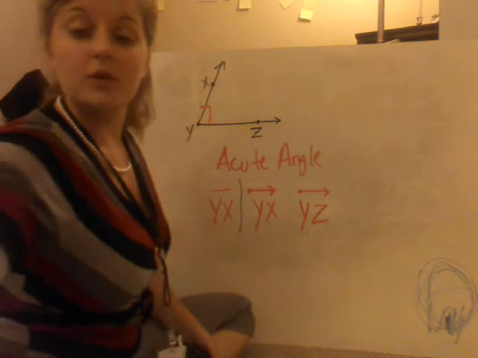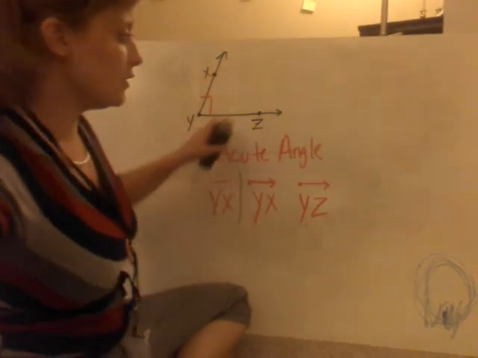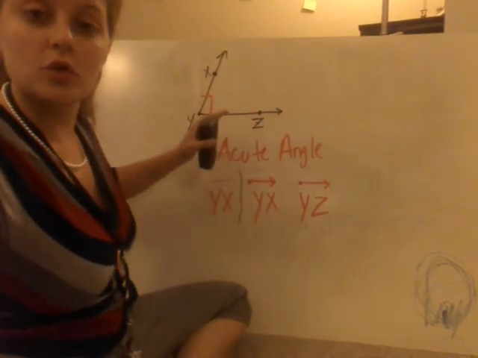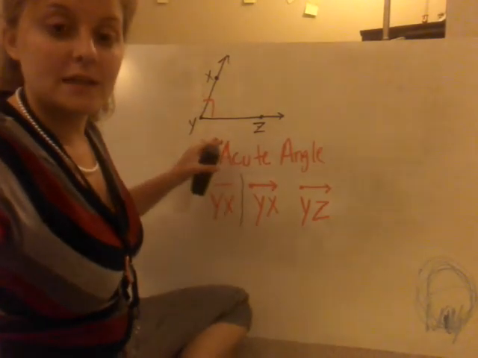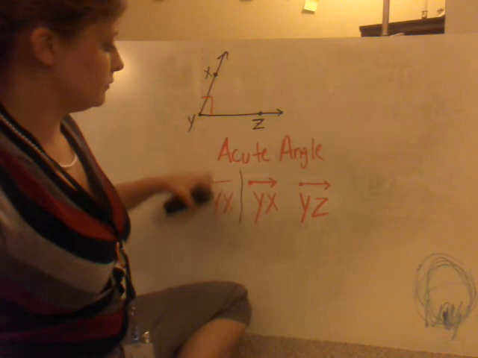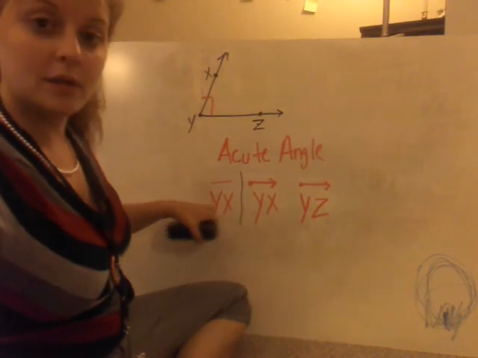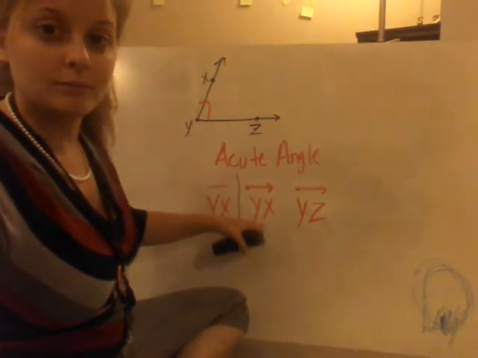Alright, so there's a quick refresher on angles, and that works for any angle, whether it's obtuse or acute or straight or right, reflex, it doesn't matter. That's how we read it. These are how we write segments. These are how we write rays.